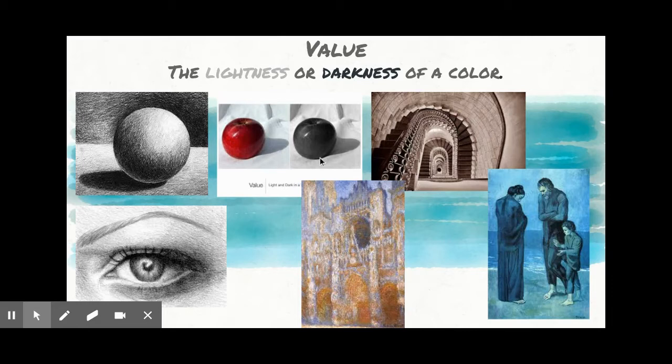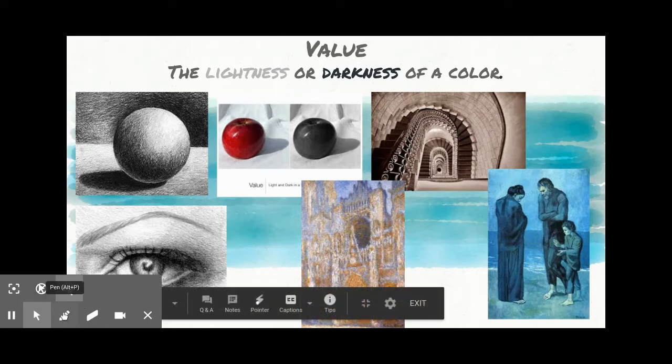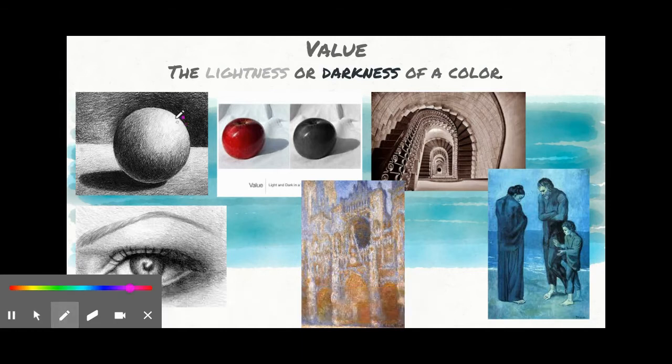So if you look at this over here, the sphere, there's all different values of gray. There's dark black, there's dark gray, there's medium gray, light gray, and there's white. So it's from the very darkest black all the way to the lightest light. So in this example, this is just showing you the values in black and white form.